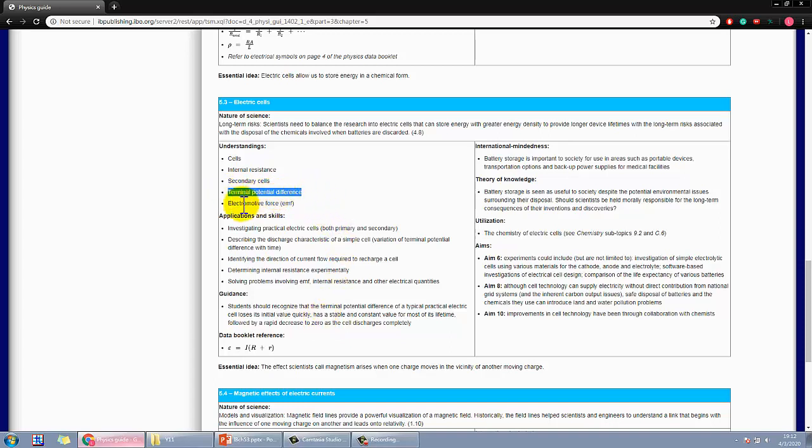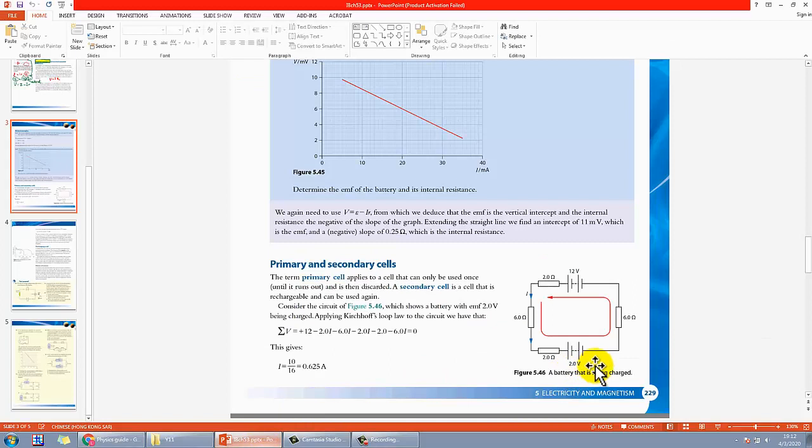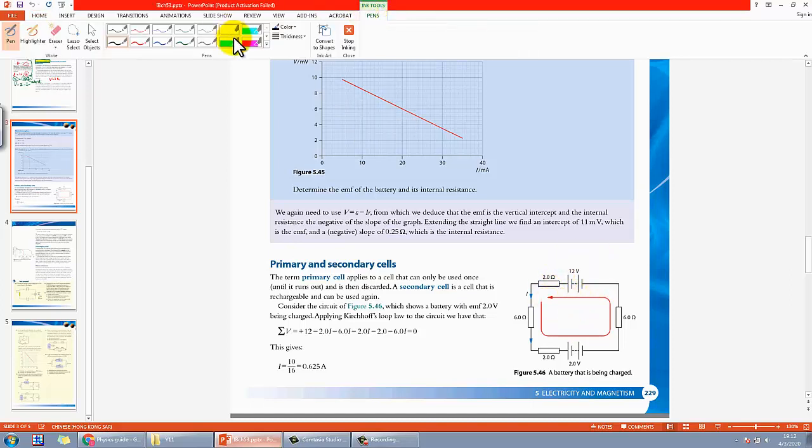Terminal potential difference, of course, we talked about in the previous video. EMF, yes, we did. Investigating the cell, for both primary and secondary, we can actually set the battery in the opposite direction. So if you look at this circuit on the right-hand side, it's very simple when we talk about charging a cell. You can see that this is 12V, and then this is 2V, and apparently the dominant one is 12V because it's simply higher.